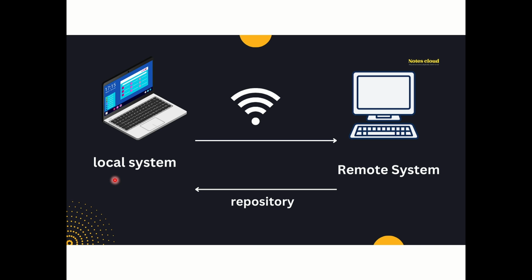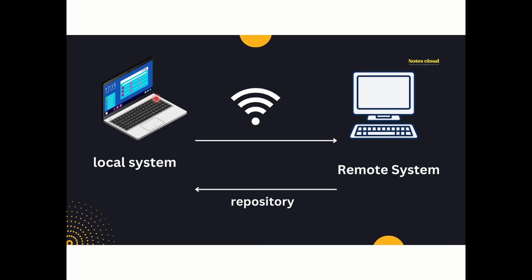Before we do that, let me explain why we use cloning in software development. We have two systems: the local system, that is your PC, and the remote system, that is GitHub. Whenever you are working on a project, you make changes on your local system. Once you're happy with the changes, you push them to the remote so others can access it. To clone a repository, use the command git clone followed by the repository URL.